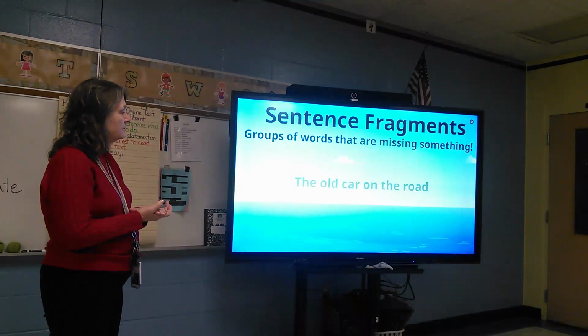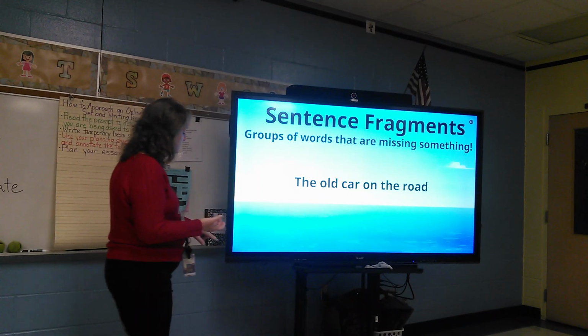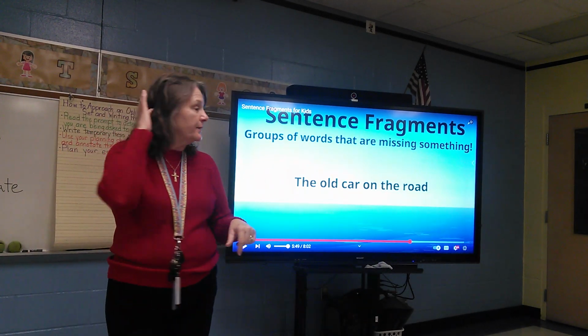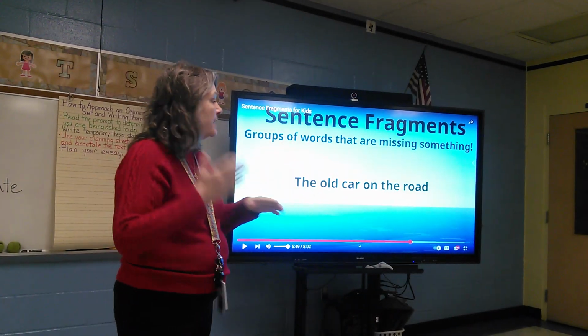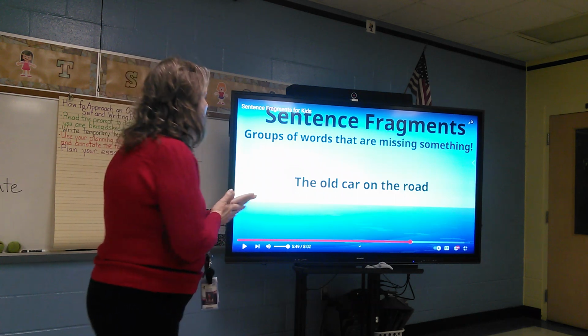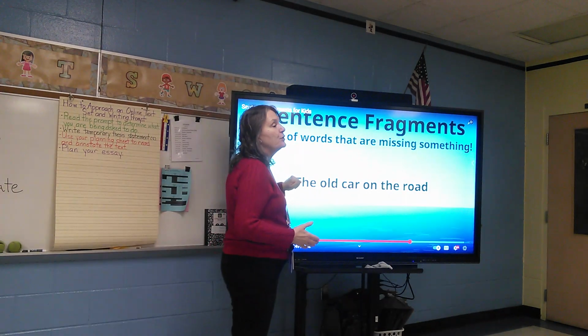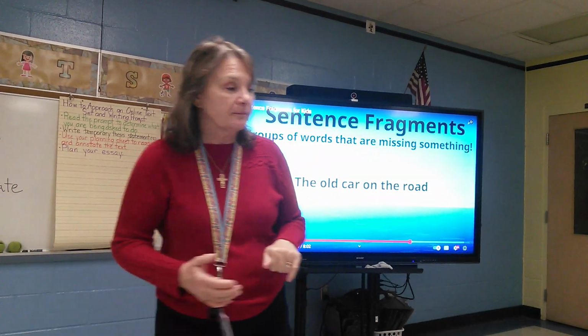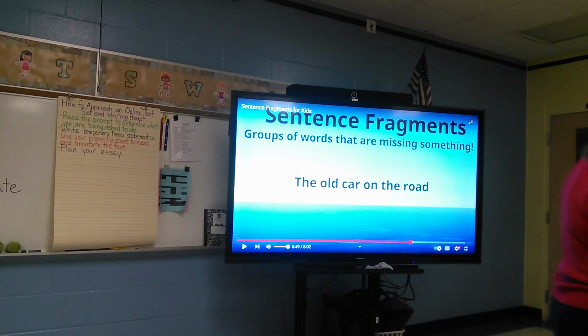Look at this one. The old car on the road. This is going to be the last example that we're going to look at. All right, so turn and talk with your same partner. What is missing from this? The old car. I mean, there isn't a verb.